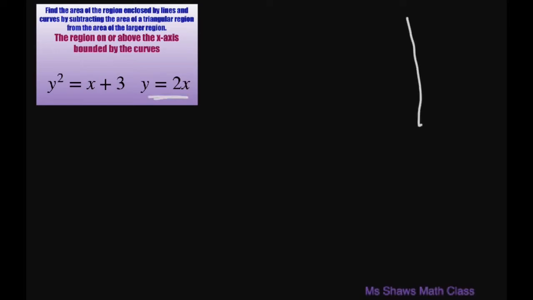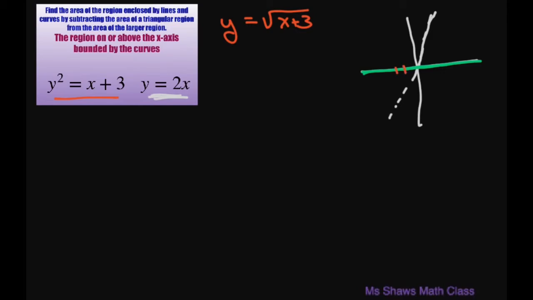What they're talking about with the triangular region, if you graph y equals 2x, it's right like this one. We only want this above the x-axis, so we can disregard the piece below. For this one, if you solve for y, you get y equals square root of x plus 3. This is a shift to the left by 3, and it's your square root function. I'm going to put a 1 here. I already know the thing here.